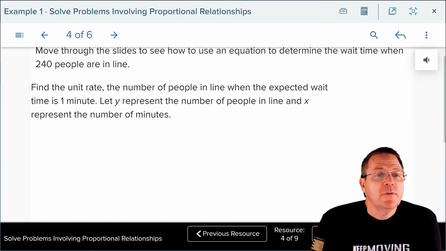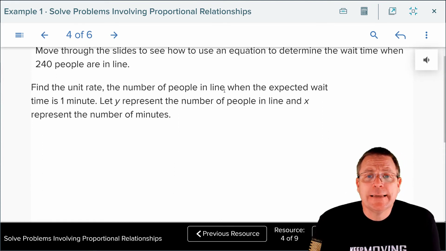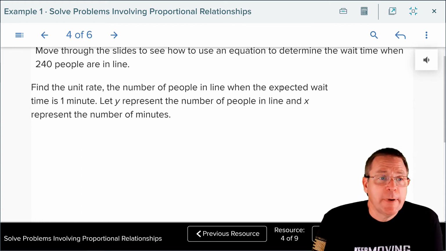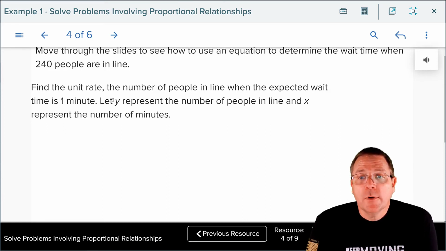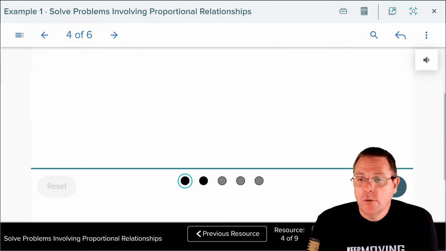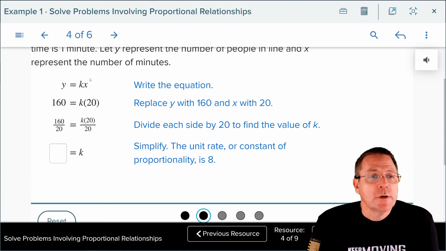First thing we need to do is find the unit rate. The unit rate is the number of people in line when it's expected to have a wait time of 1 minute. We're going to let y represent the number of people in line, and we're going to let x represent the number of minutes. So, hitting our next button here, you can see they start off with their formula, y is equal to k times x. Next, they plugged in what they knew. They knew the y value, the number of people in line, was 120. They knew the x value, the time, was 20 minutes.